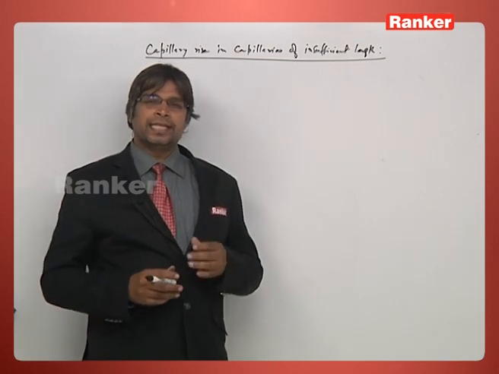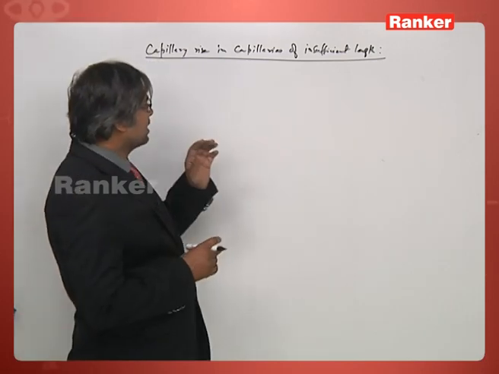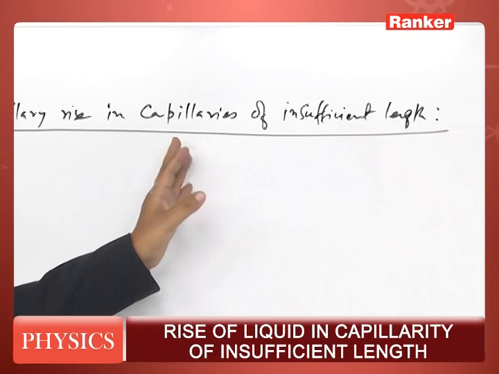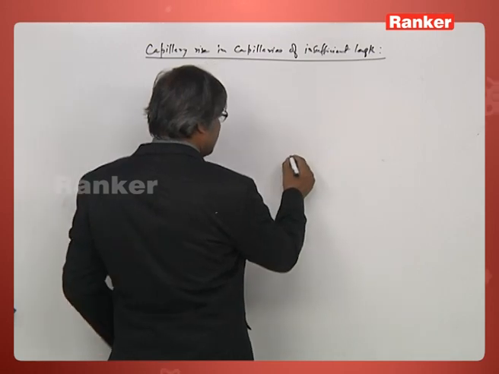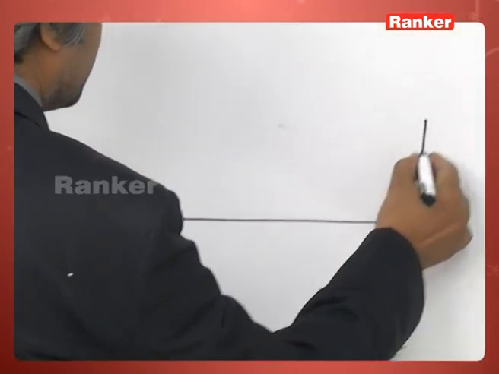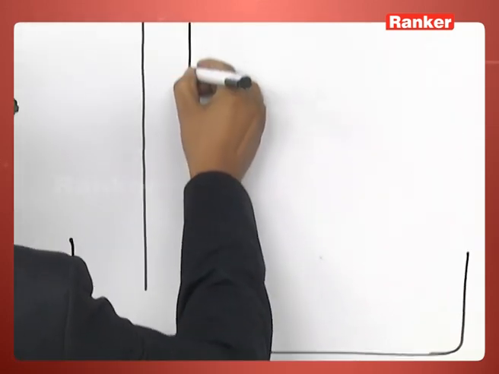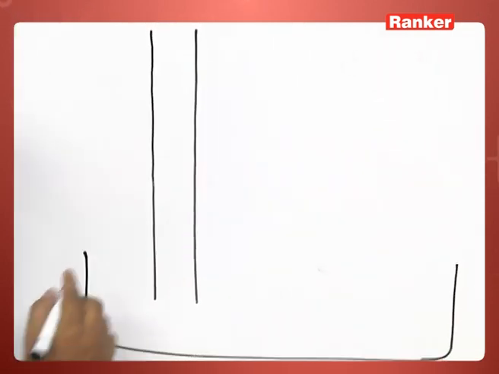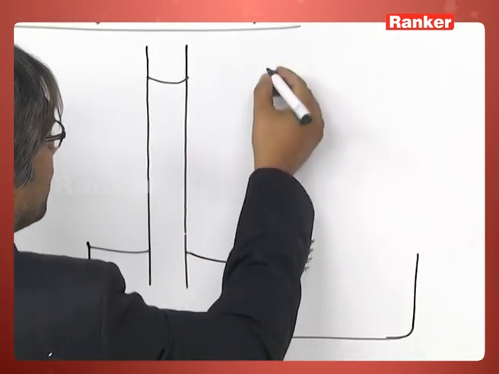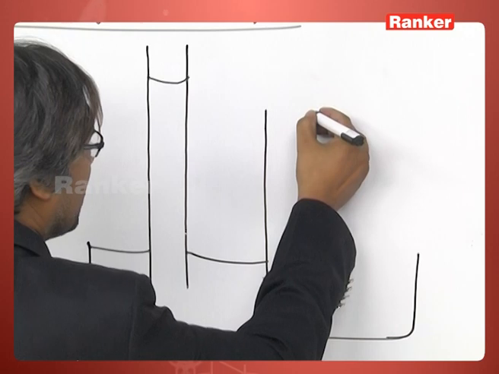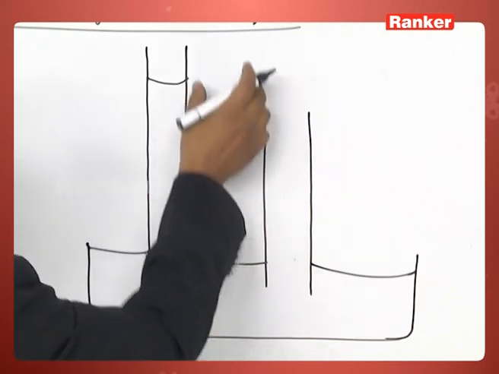So now let us see capillary rise in some unusual situations. The first unusual situation is capillaries of insufficient length. What I mean by insufficient length is, suppose I have two capillaries of identical bore. You see here the capillary rise happens up to this, but now I have taken a similar capillary, but the bore is same and the height is different.